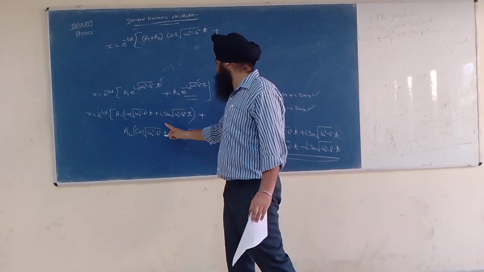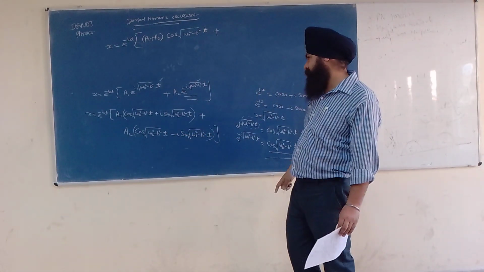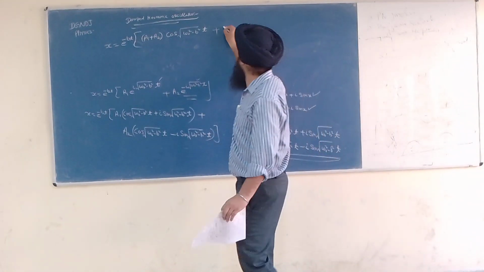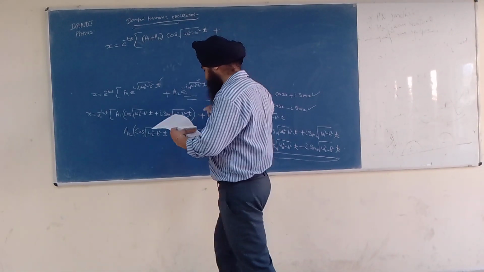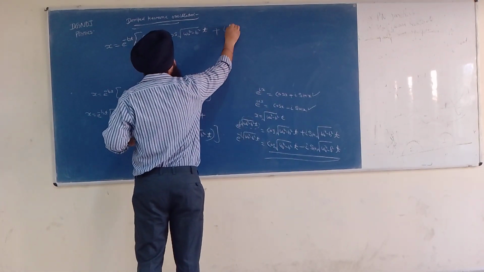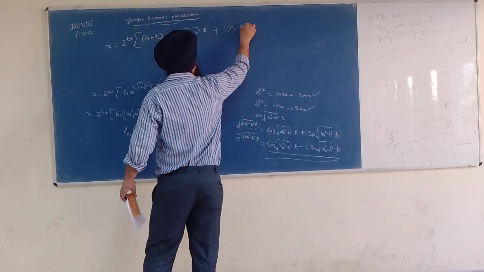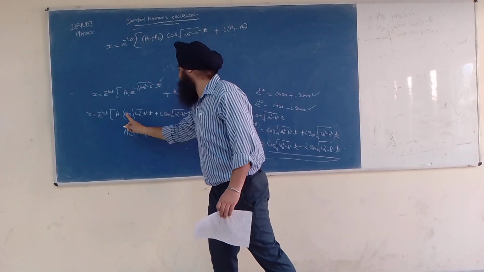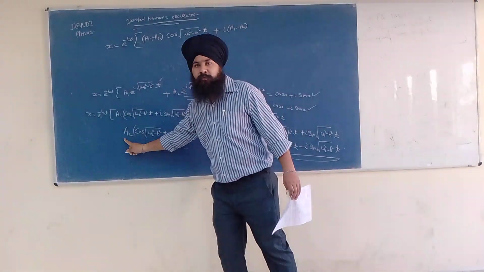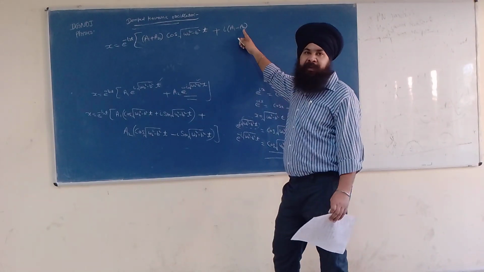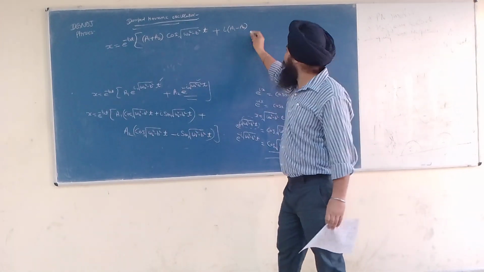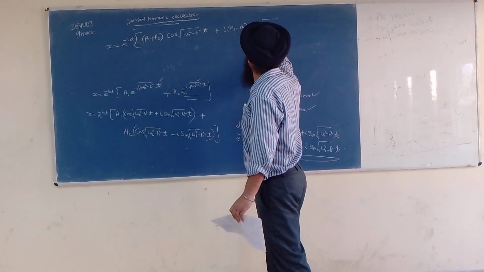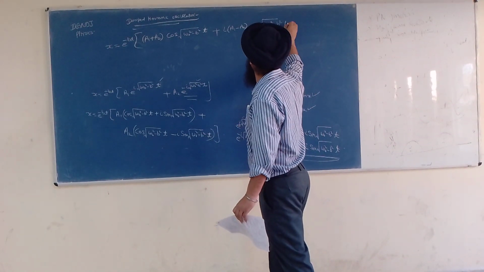Plus, see, in this iota is common and this sin term is common. Then I will write here iota a1 minus a2. See, this becomes iota a1, this becomes iota a2. Iota a1 minus iota a2 becomes iota common, a1 minus a2. And here I will use sin of square root of omega naught square minus b square into t, which is the common factor.